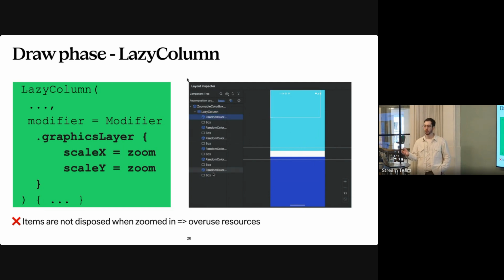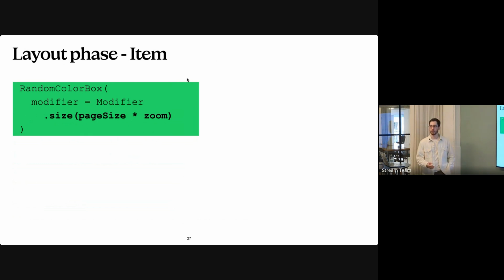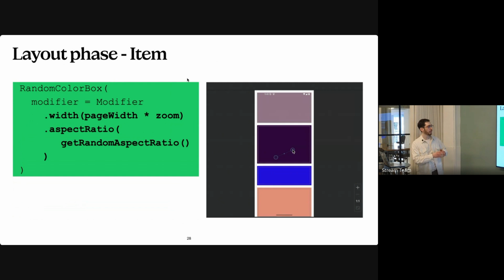Let's explore how it would look if we apply the layout phase on the item. So now, instead of the graphics layer modifier, we use the size modifier, right? However, in PDF pages, not all pages come in squares, and applying this will result in square pages. So we need to respect the aspect ratio of each page. And the way we can do that is by letting the page fill as much width as it wants, and applying an aspect ratio modifier as well. And here I'm just using some random aspect ratios. So let's see how this would behave if I zoom in.